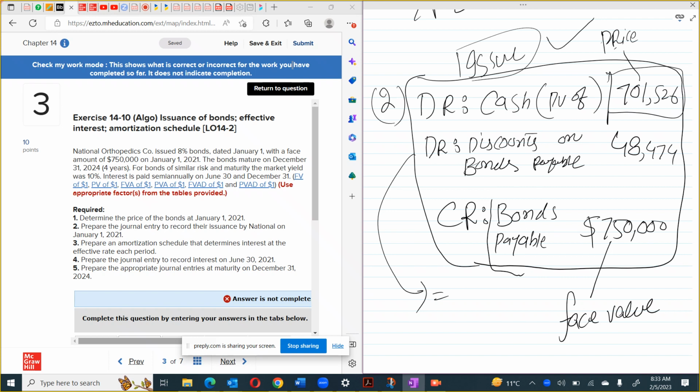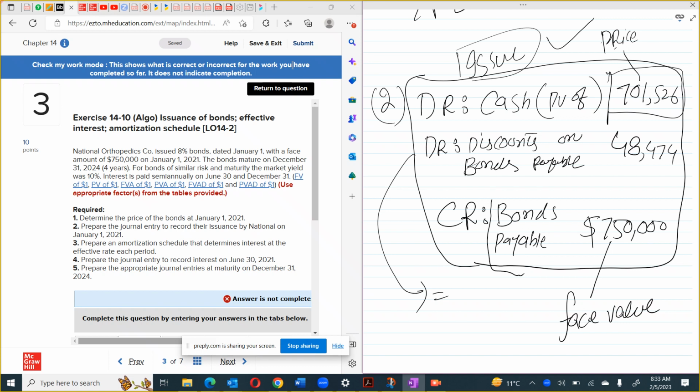Either it is a premium bond, a discounted bond, or a par value bond. Now, what will you debit? You will debit the price of the bond that you just calculated. And how do you calculate the price of the bond? Present value of principal plus present value of interest.